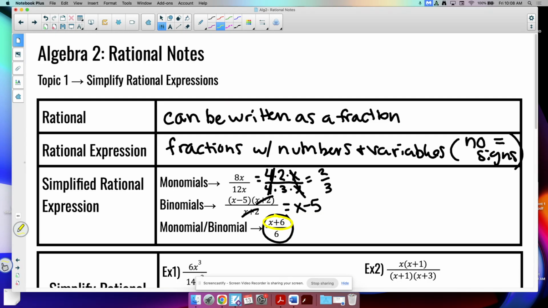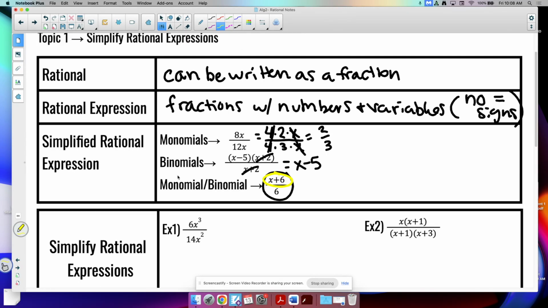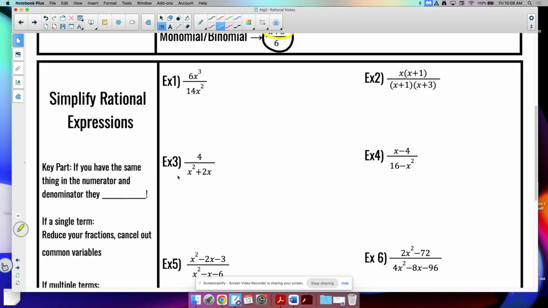Questions on that? All right, simplifying fractions that are rationals is really just going back to exponent rules and fraction rules. The one thing that's kind of weird about these, we haven't done exponent rules yet. So as I'm going through these, it's going to be a little bit of a pre-look to what we do in like February. Key part, if you have the same thing on top and bottom of a denominator, they are going to cancel.